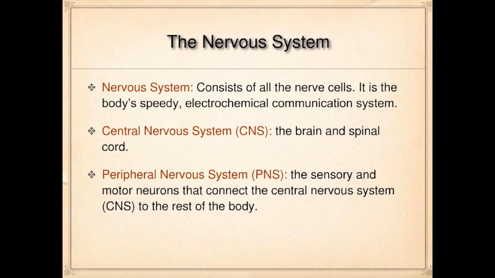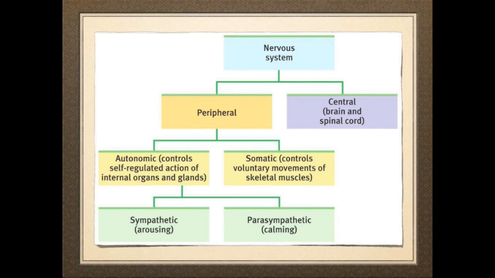So, did I say that? Oh, so yeah, a nerve is the axons, right? So it is the body's speedy electrochemical communication system. Very, very fast. These neurons transmit information extremely quick. And then we've got the central, which is the brain and spinal cord, and the peripheral, which is everything else. I gave you this chart because I think it does a really good job explaining what the different parts of the nervous system are all about.